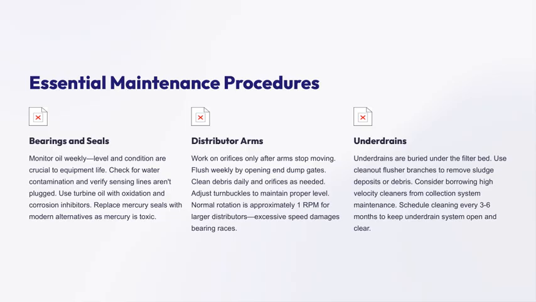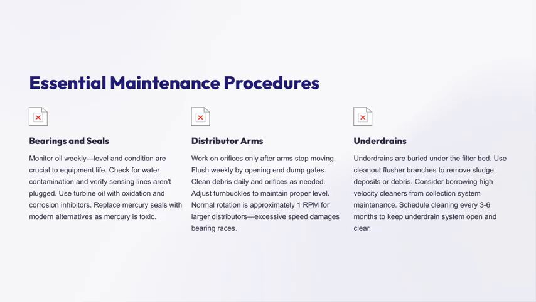Keep an eye out for water contamination, which can cause damage, and make sure the sensing lines are not plugged. When it comes to oil, I recommend using turbine oil that contains oxidation and corrosion inhibitors to protect the components. Also, if you're replacing mercury seals, switch to modern alternatives since mercury is toxic and poses environmental hazards.